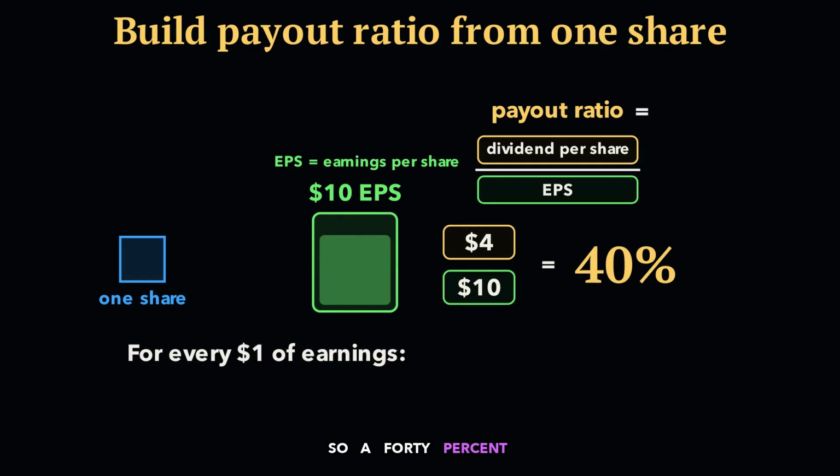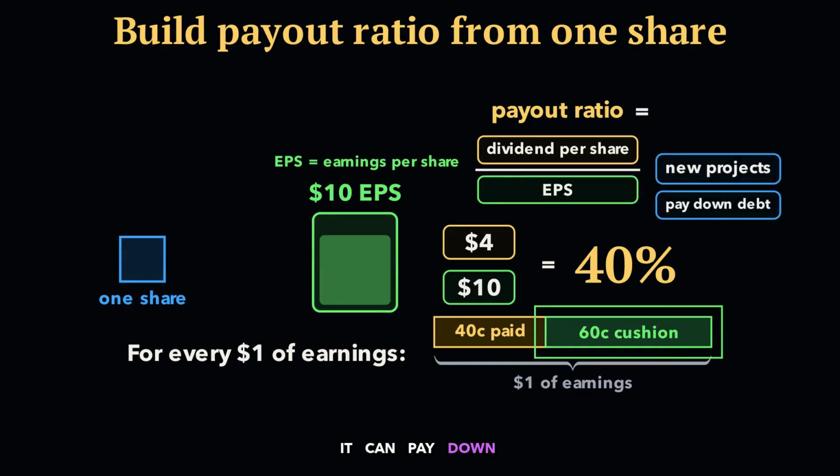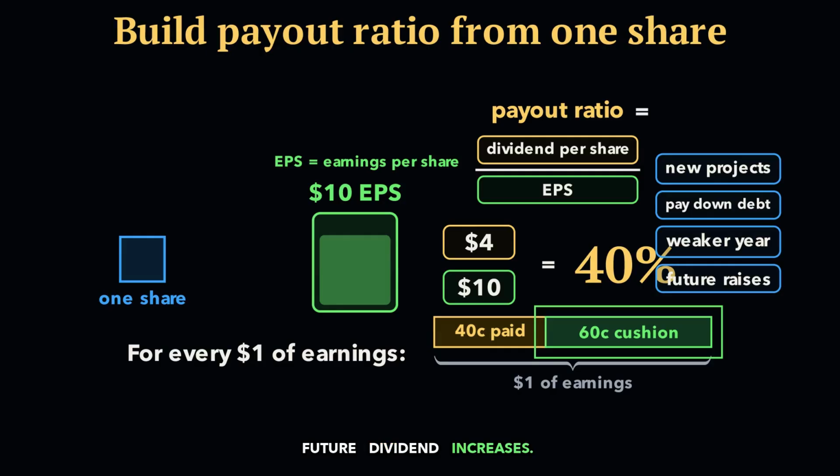So a 40% payout ratio means for every dollar of earnings, 40 cents is paid as a dividend and 60 cents is left as cushion. That cushion is not wasted money. It can fund new projects, it can pay down debt, it can protect the dividend during a weaker year, it can even support future dividend increases.